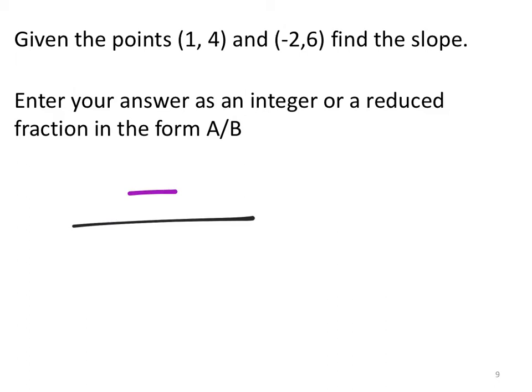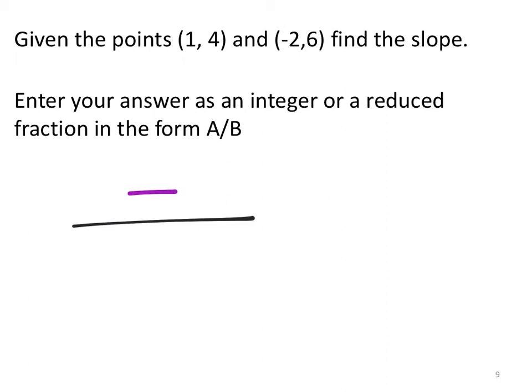Now, it doesn't matter which one you go from. You can go from 1, 4 to negative 2, 6, or you can go from negative 2, 6 to 1, 4. So it doesn't matter which values you put first. And that's kind of the great thing about slope is, since it's a constant rate of change, it makes it a straight line. So with straight lines, it doesn't matter which order you put them in, the rate of change or the ratio of change will always be the same.